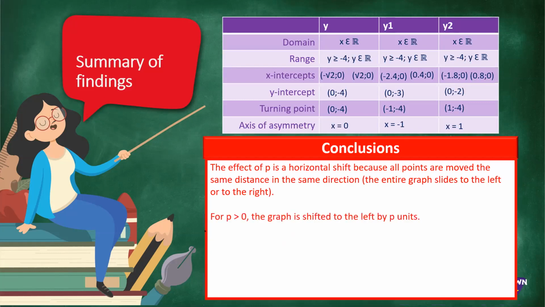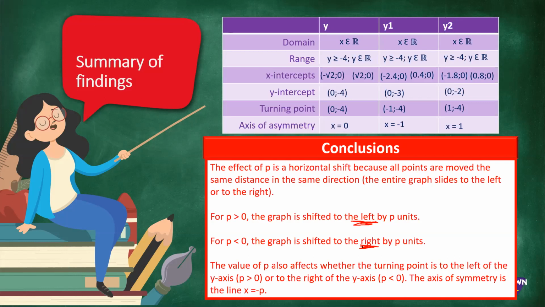Okay? Right. When P is positive, your graph shifts to the left. When P is negative, your graph shifts to the right. Lastly, P also affects your turning point, right? If your P is greater than 0, when your P is positive, your turning point moves to the left of your y-axis. And the other way, your turning point moves to the right. The same is true for the opposite.